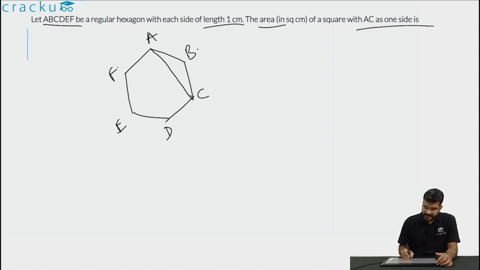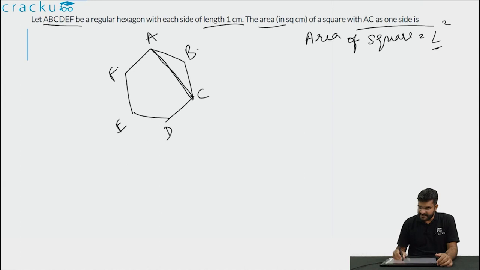area of the square. We know that area of a square is equal to L square, where L is one of the sides. So if we are able to find out the length of AC, we will easily calculate the area of such a square. We know that AB is equal to 1 and BC is equal to 1. We know that angle ABC is 120 degrees, because this is the interior angle of a regular hexagon. So we need to calculate the length of AC.